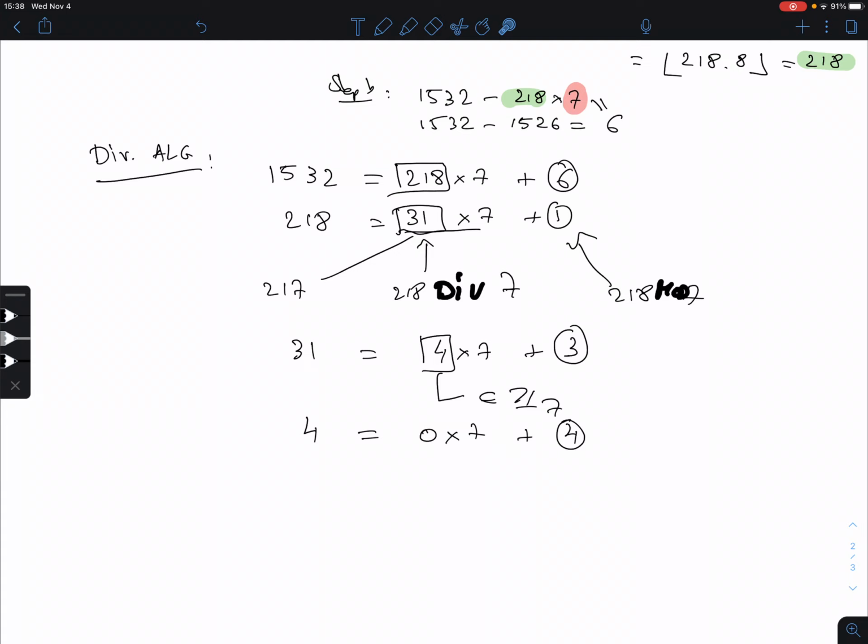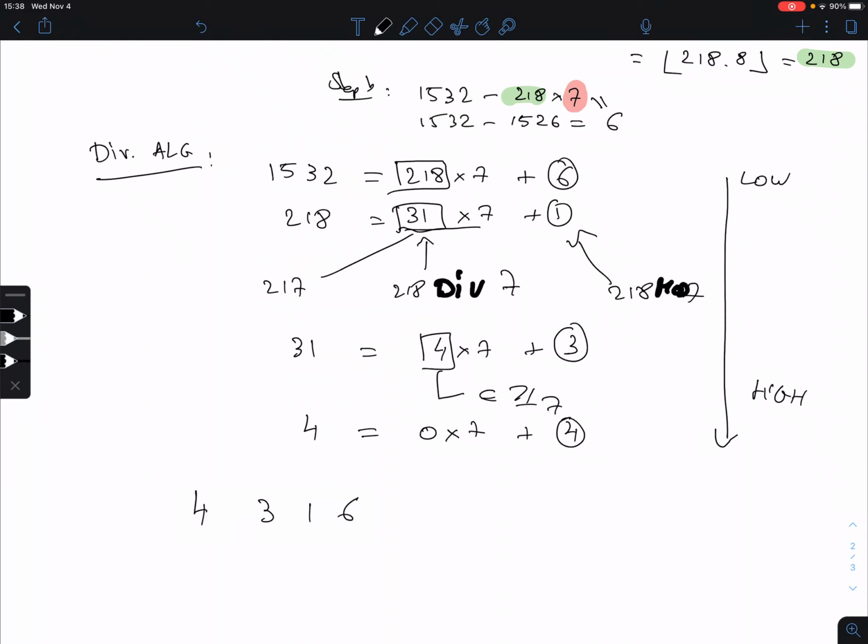And so this 6, 1, 3, 4 are now the digits, but I emphasize in this order. This is from the lowest to the highest digit. So in other words, I should start from 4, 3, 1, 6. Perhaps my arrow was a bit misleading. I don't know what I meant to write here with my arrow.